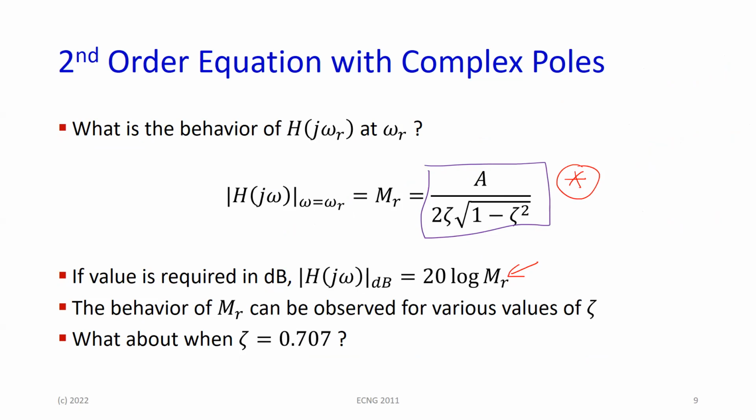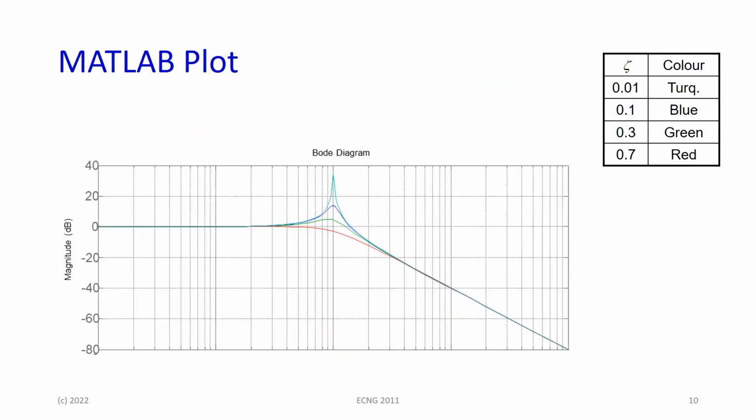Let's see what it actually looks like. If I were to plot the magnitude plot, this is what the Bode plot actually looks like for our second order system with complex poles. In my case, A was 1, so this would be a plot of omega naught squared over s squared plus 2 zeta omega naught s plus omega naught squared. I've made the gain here 1, so 20 log of A is at the 0 dB line.